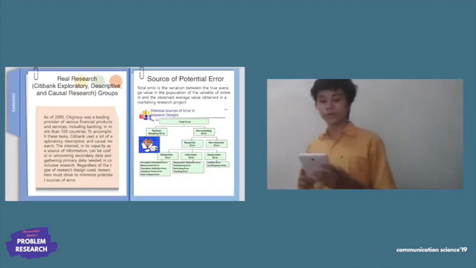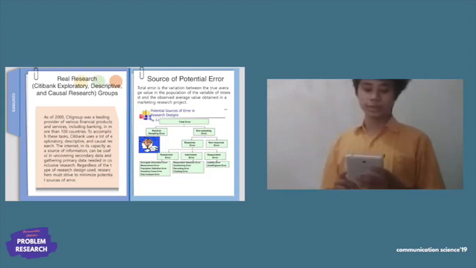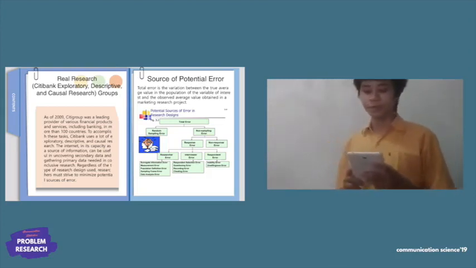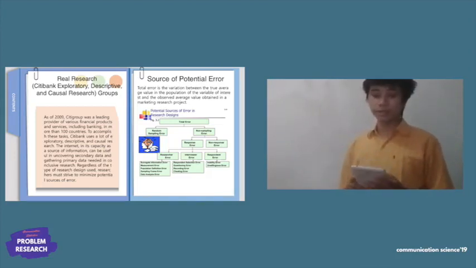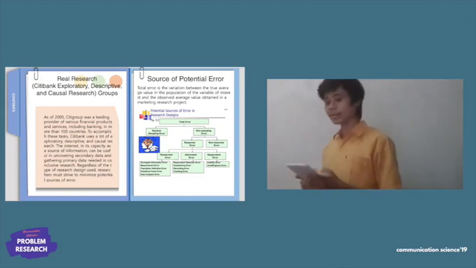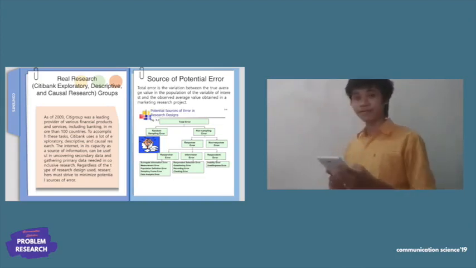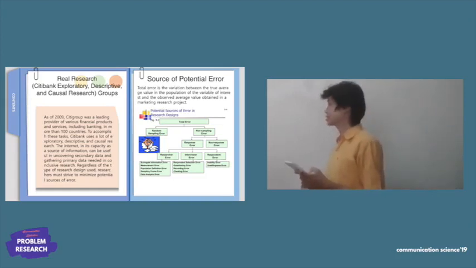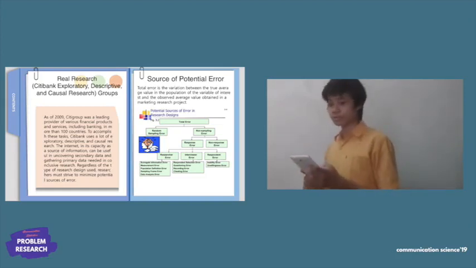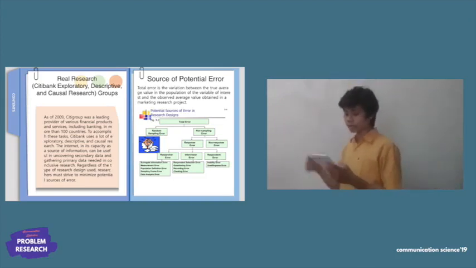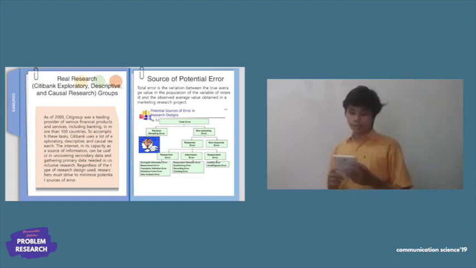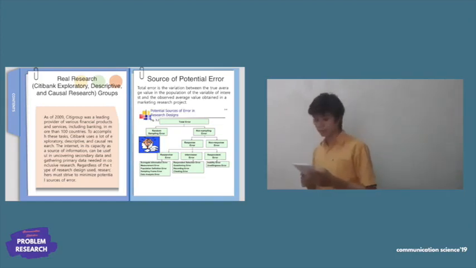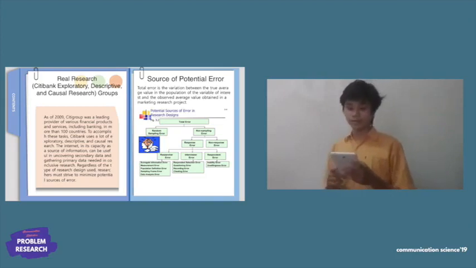Next slide is sources of potential error. The total error is the variation between the true average value in the population of the variable of interest and the observed average value obtained in a marketing research project. Here we can see the picture of potential sources of error in research design. The first one is total error, comprising random sampling error and non-sampling error. The non-sampling error divides into response error and non-response error, and response error is divided into 3.